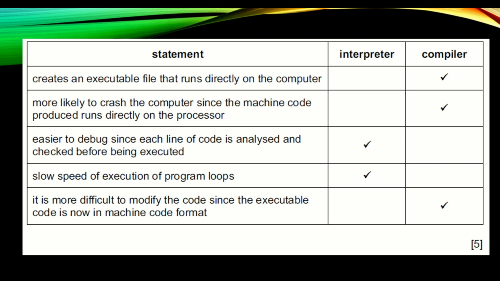Slow speed of execution of program loops. In a loop, an interpreter executes much slower, so it's an interpreter. It is more difficult to modify the code since the executable code is now in machine code format. That's for a compiler.